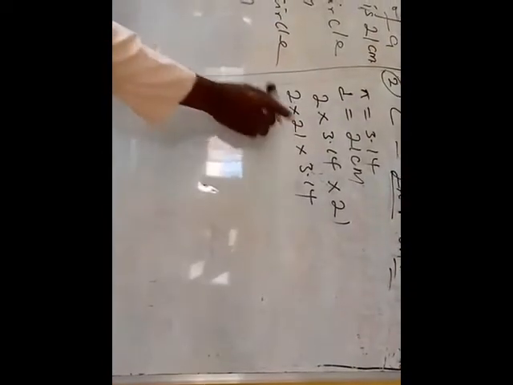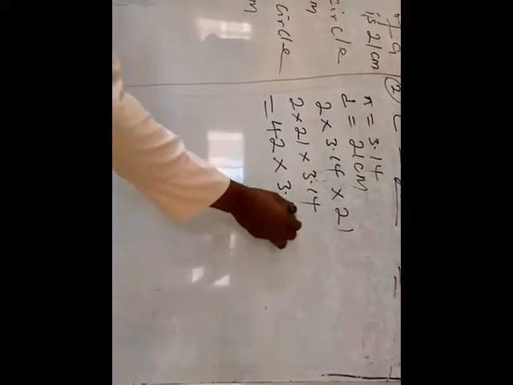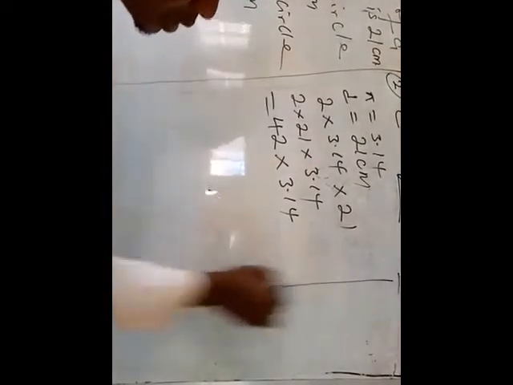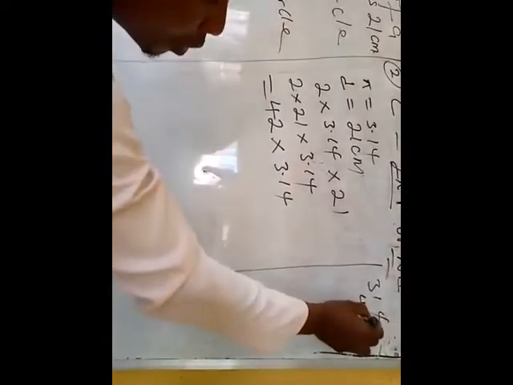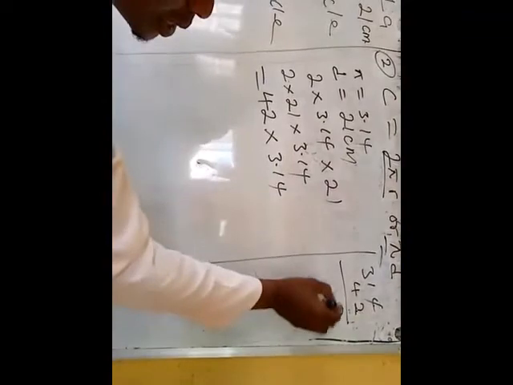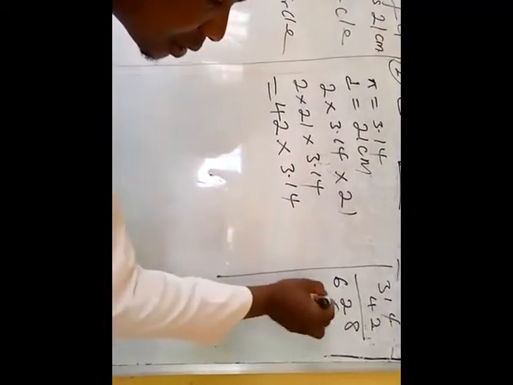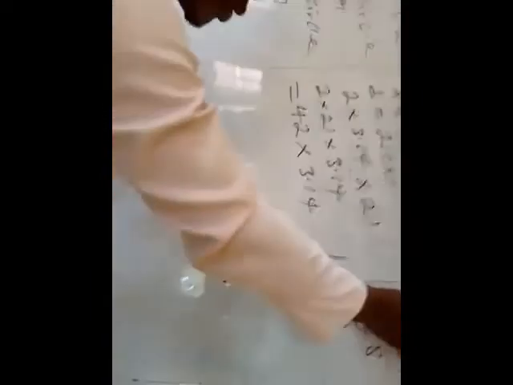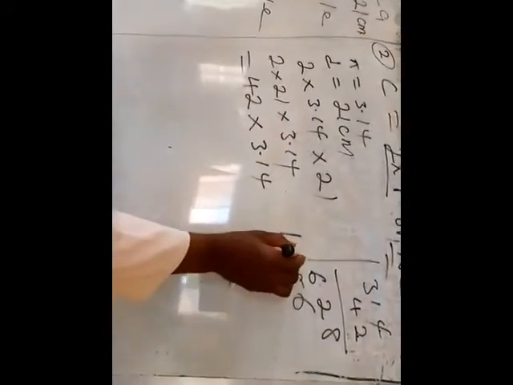2 times 21 is 42 times 3.14. Let's do our rough work in here. We have 314 and 42. 2 times 4 is 8. 2 times 1 is 2. 2 times 3 is 6. 4 times 4 is 16. Keep 1, 6 arises. 4 times 1 is 4 plus 1 gives you 5. 4 times 3 is 12.